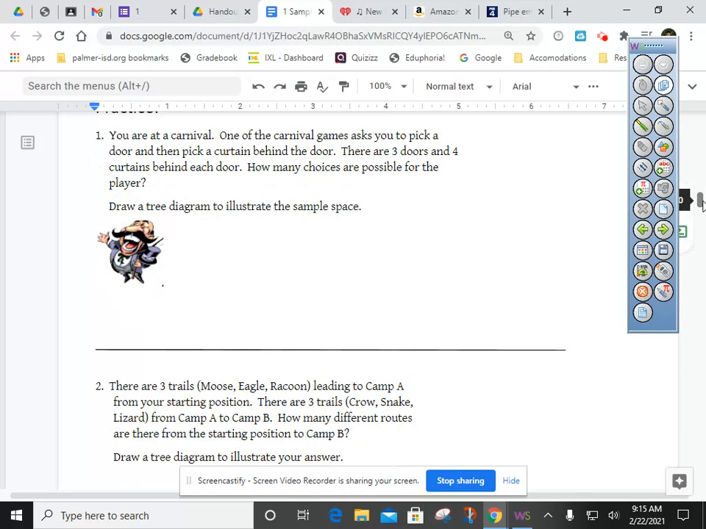Practice. You're at a carnival. One of the carnival games asks you to pick a door and then pick a curtain behind the door. There are 3 doors and 4 curtains. Draw a tree diagram. How many possible choices are there for the player? How many choices are there? 12. How'd you do that? Because it looks like 4 times 3. Good. I'm not going to make you draw the tree diagram. Just write 12.